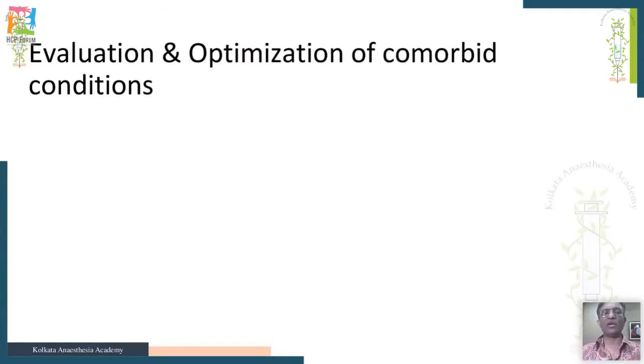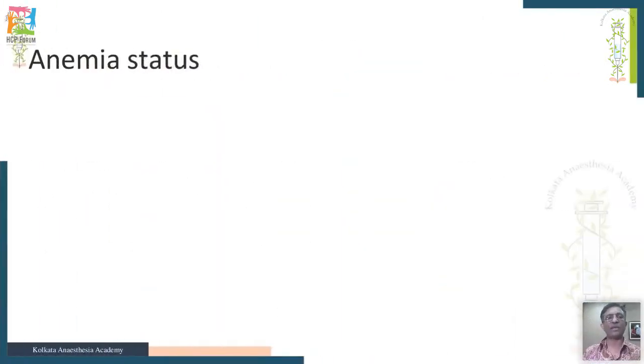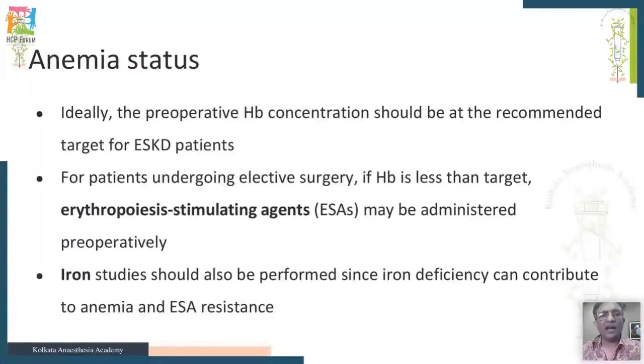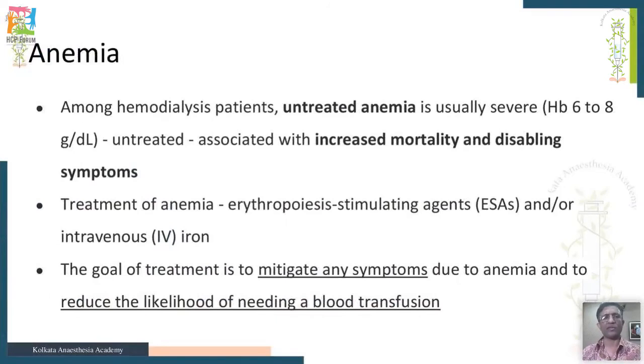I will come quickly to the comorbid status and how you can optimize. Anemia status. If the hemoglobin is low, they fare poorly. And if the hemoglobin is low, just like in other patients with chronic anemia, you have an algorithm and figure out what the iron status is. And if the iron status is low, give them iron. If the iron status becomes normal, give them the erythropoiesis stimulating agent, epoetin alpha, or whatever.